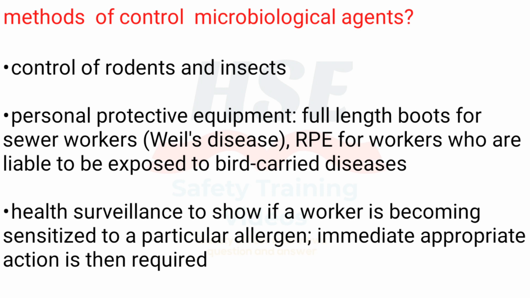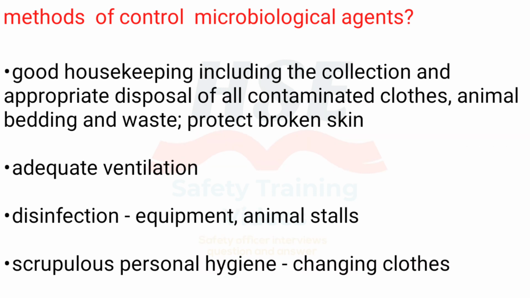Methods of control of microbiological agents. Control of rodents and insects. Personal protective equipment: full-length boots for sewer workers, Weil's disease; RPE for workers who are liable to be exposed to bird-carried diseases. Health surveillance to show if a worker is becoming sensitized to a particular allergen. Immediate appropriate action is then required. Good housekeeping including the collection and appropriate disposal of all contaminated clothes, animal bedding and waste. Protect broken skin.